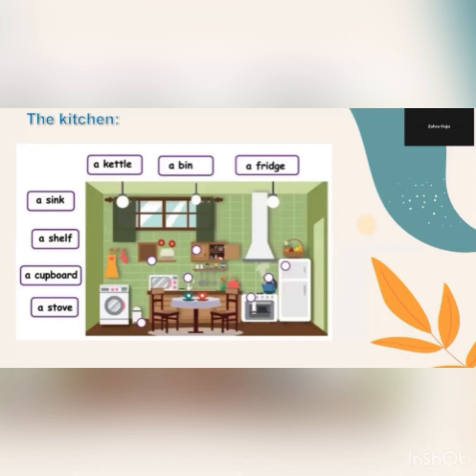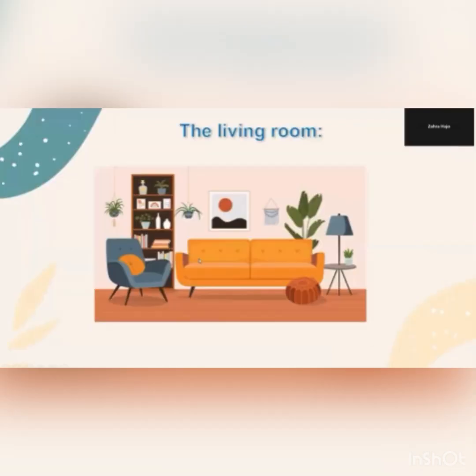Shelf and cupboard are used to store or display kitchen items like dishes, glasses, spices, or cooking utensils. Bin is a container used for holding or storing things, especially trash or waste. So, this is the kitchen. This is the living room.